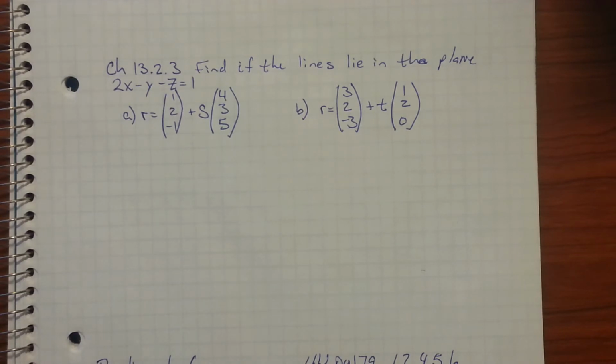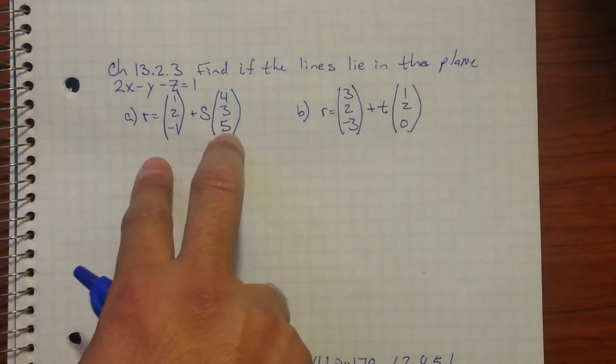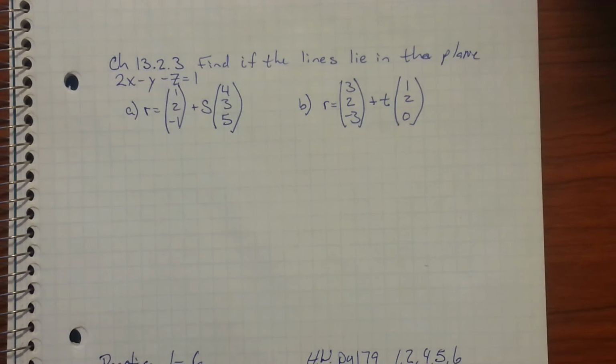13.2.3: Find if the lines lie in the plane 2x minus y minus z equals 1. So what I'm going to do here is go ahead and do the same thing I did for the last one, and see what I get here. Last time I had a point where they are equal. Now I'm going to try and see if the entire line is in the plane.